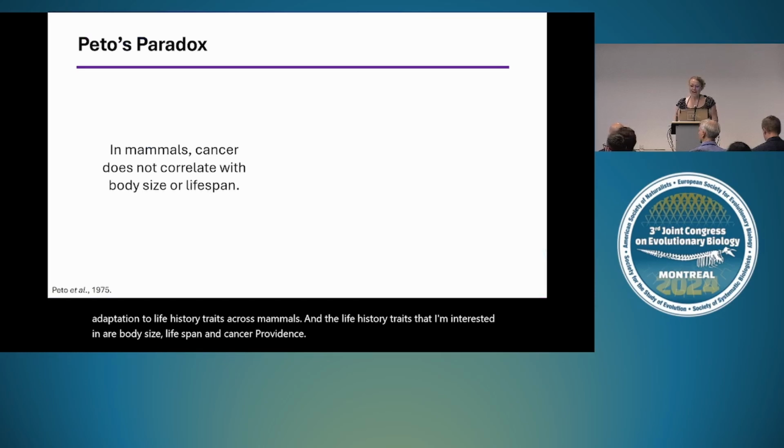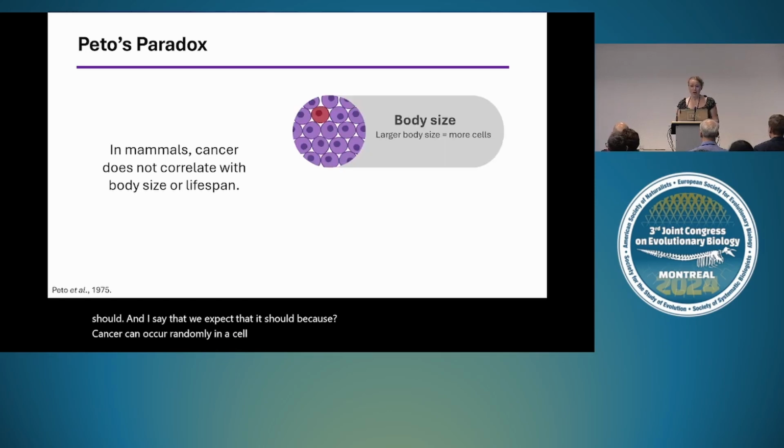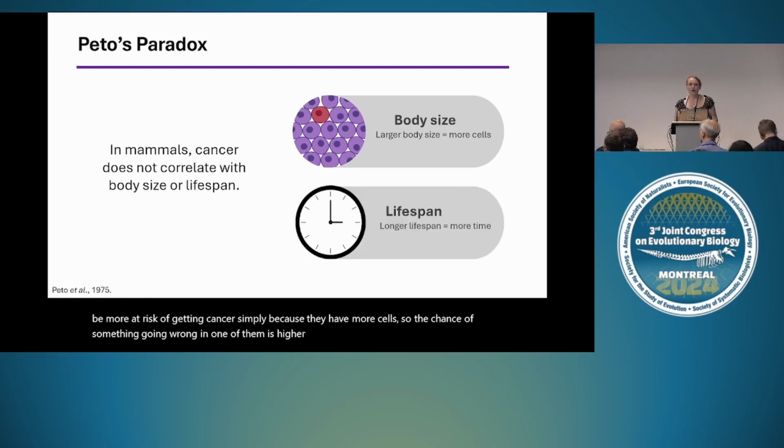So in mammals, cancer is not seen to correlate with body size or lifespan like we expect that it should. And I say that we expect that it should because cancer can occur randomly in a cell. So mammals that are larger and have more cells should be more at risk of getting cancer simply because they have more cells. So the chance of something going wrong in one of them is higher. And mammals that live for a long time and have a longer lifespan should have a higher risk of cancer because they have more time for these mutations to accumulate.